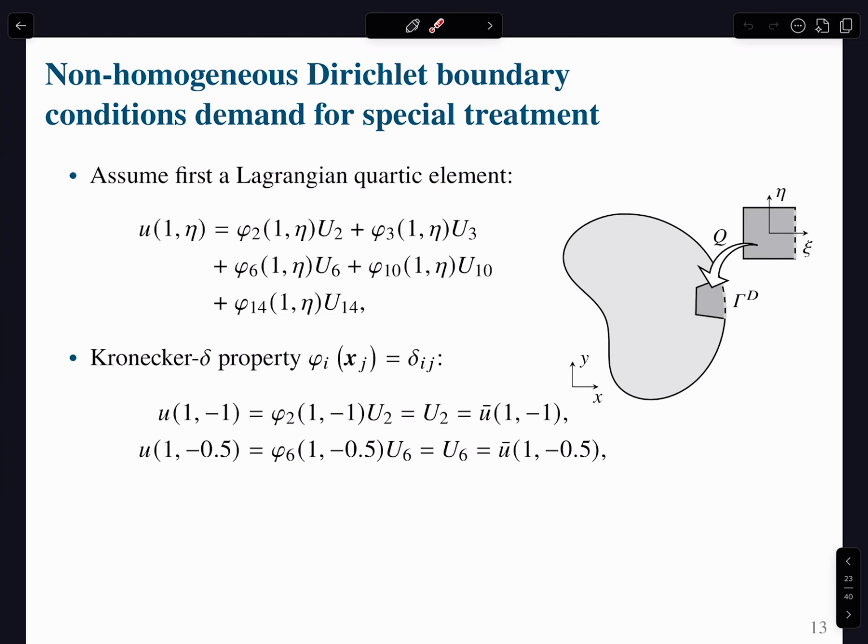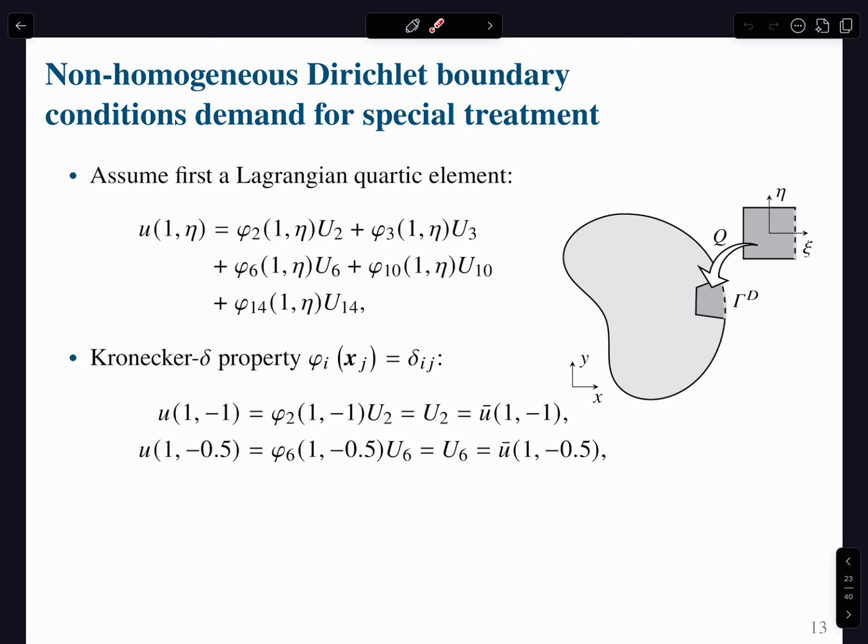Now, if I were to look, for instance, at this guy, where only phi6 is equal to 1 and all the others are 0, prescribing that value is again very, very straightforward. So I'm looking at U of 1 comma minus 0.5, which is somewhere here, right? And I do the same. I know that the function phi6 is equal to 1 there. All the other functions are 0, so I can write this whole thing as just equal to U6, and I just prescribe the value at that location. So for Lagrangian elements, this is very straightforward.